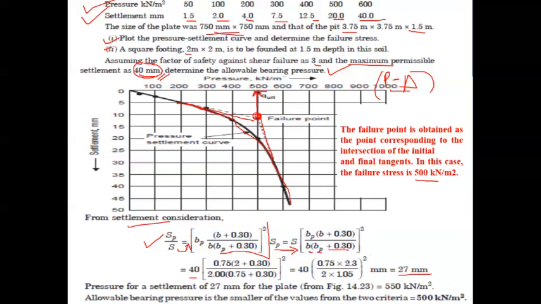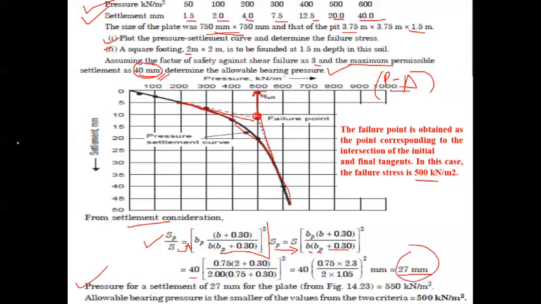So 27 is nothing but the settlement of the plate. Settlement of the plate we are getting in this particular problem. Then for the pressure for the settlement of 27, we have to observe now from the P delta curve plot. So the pressure for settlement of 27, this 27 that we are going to locate.